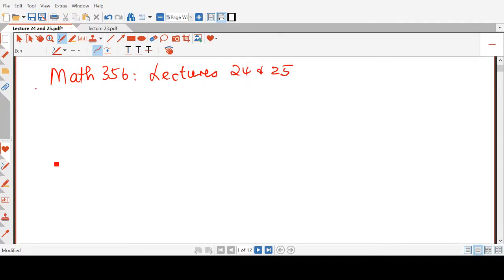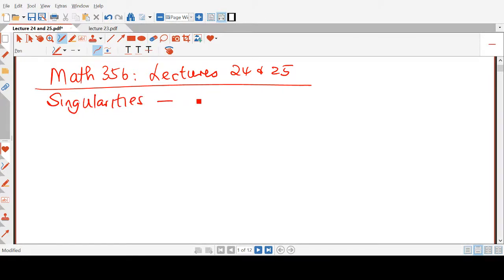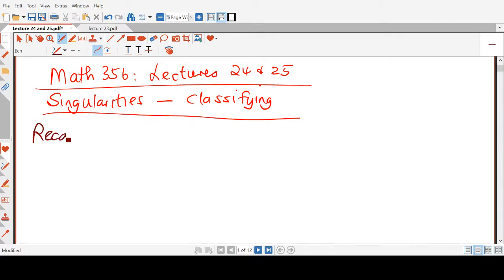Before we go into the residue theorem, I just want to speak about singularities and classifying them. In other words, what types of singularities are there? Some are removable, some are essential. Let me give a short resume of what they are about, then we'll work our way towards the celebrated residue theorem. You recall the Laurent series.